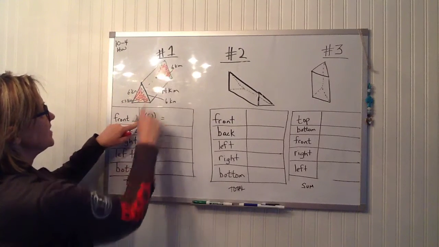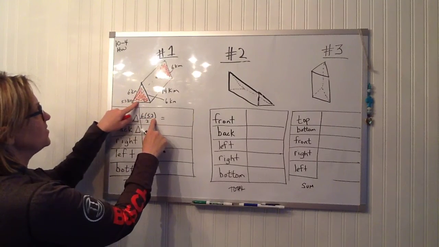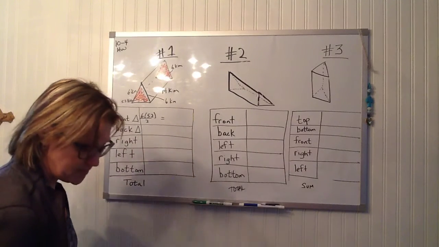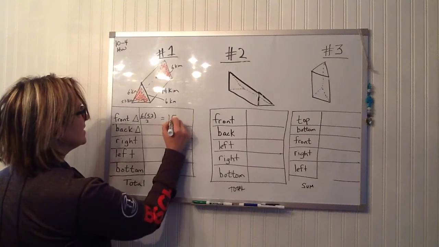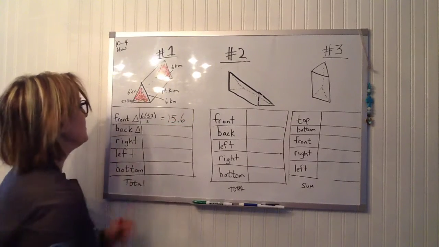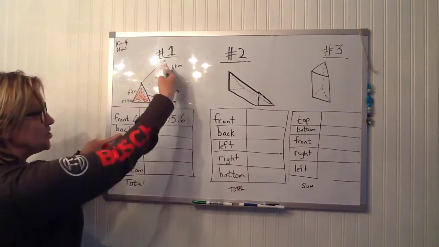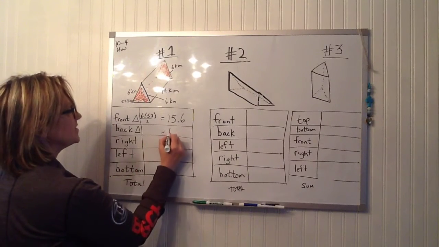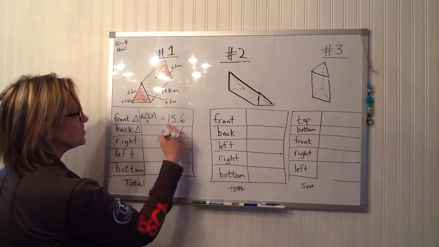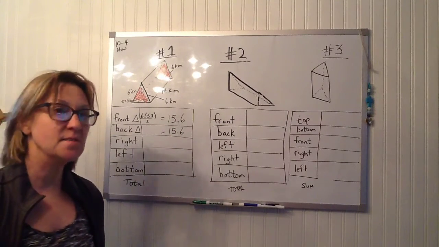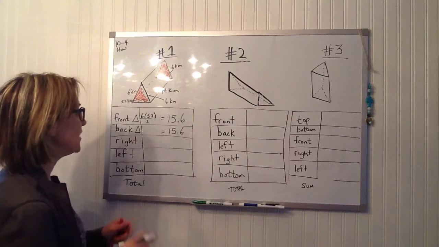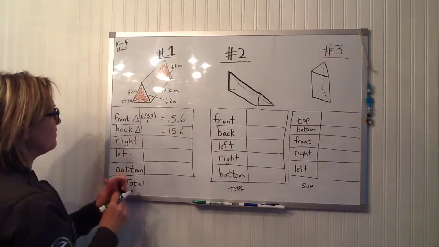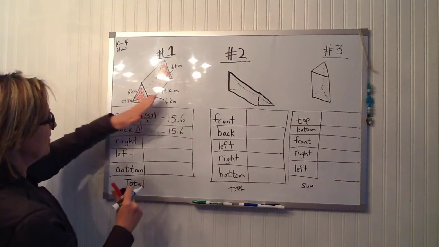So the base is 6, the height is 5.2, and I divide that by 2, and I get 15.6 kilometers squared. The back of the shape is also a triangle, and that would be the same exact triangle, which is 15.6, so there's no need to redo that computation unless you want to check it. The right side is here, the left side is here, and the bottom is here.